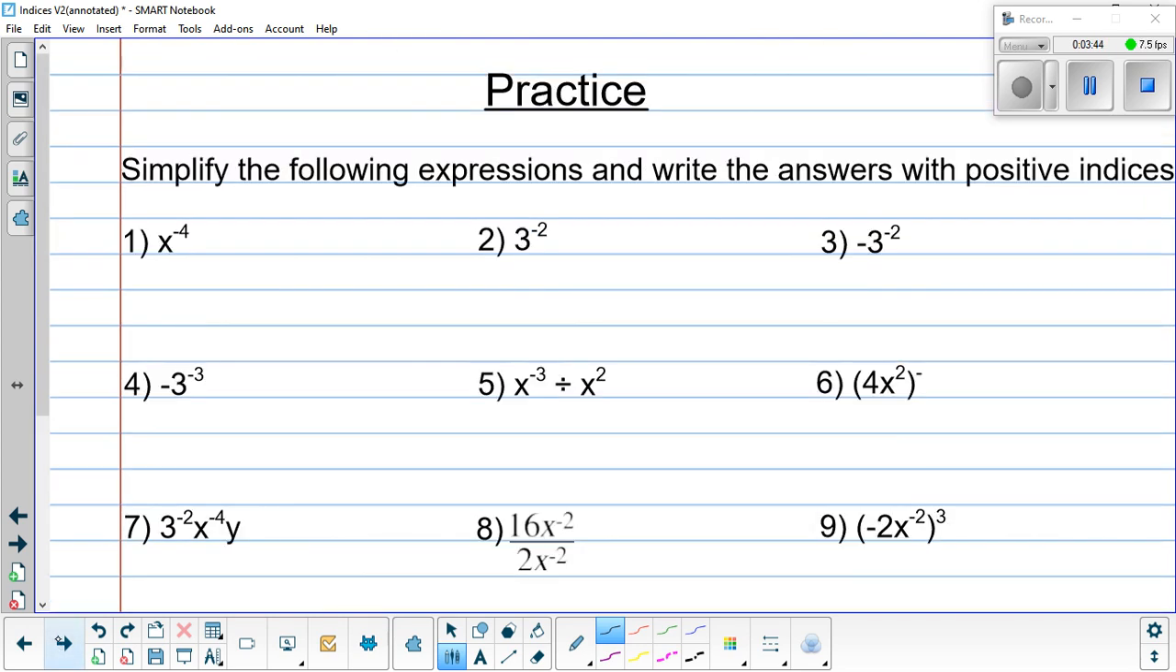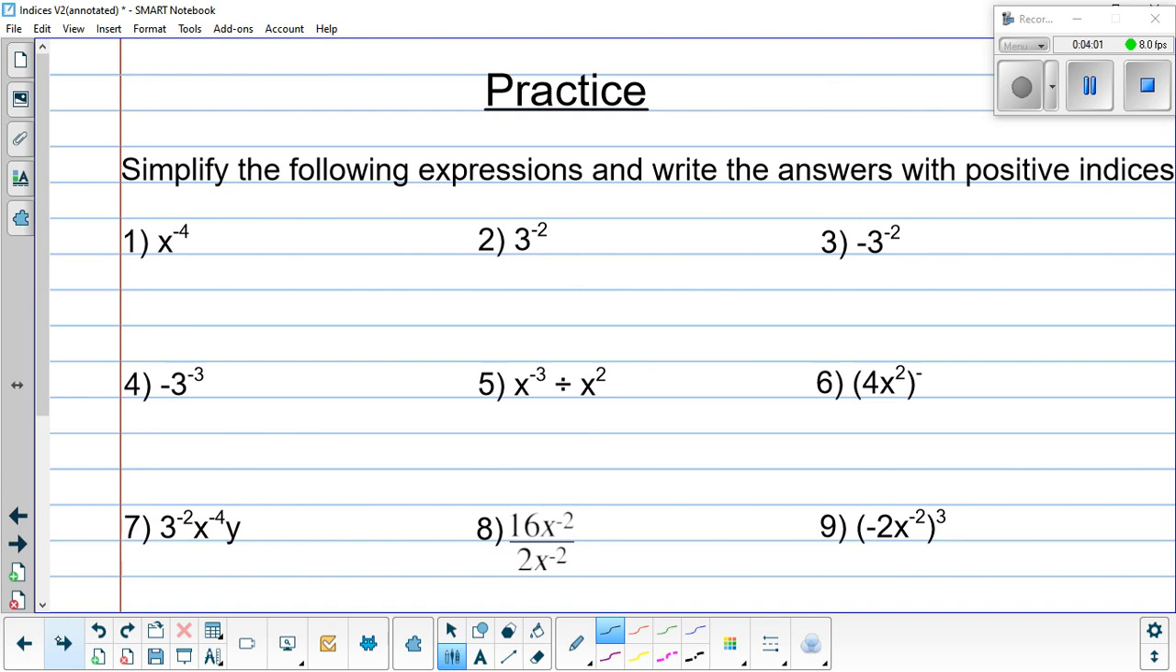Here are 9 questions for you to give a go at. For the ones with the low power, try to work out an actual number. If you can't, don't worry, just simplify them. Give it a go. Once you're ready, press play, and we'll go through the answers.